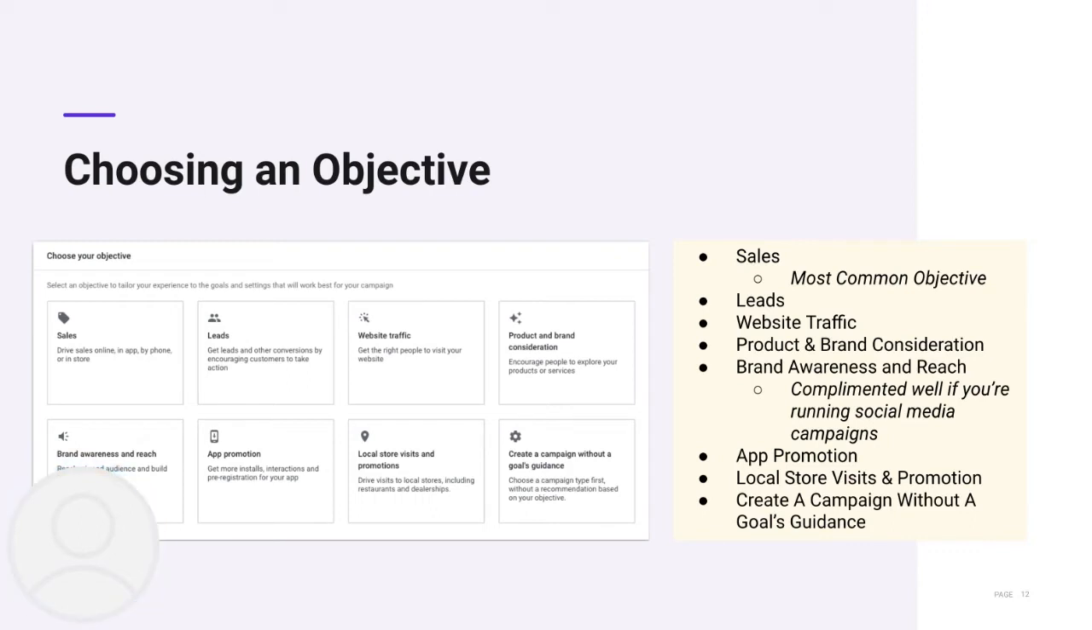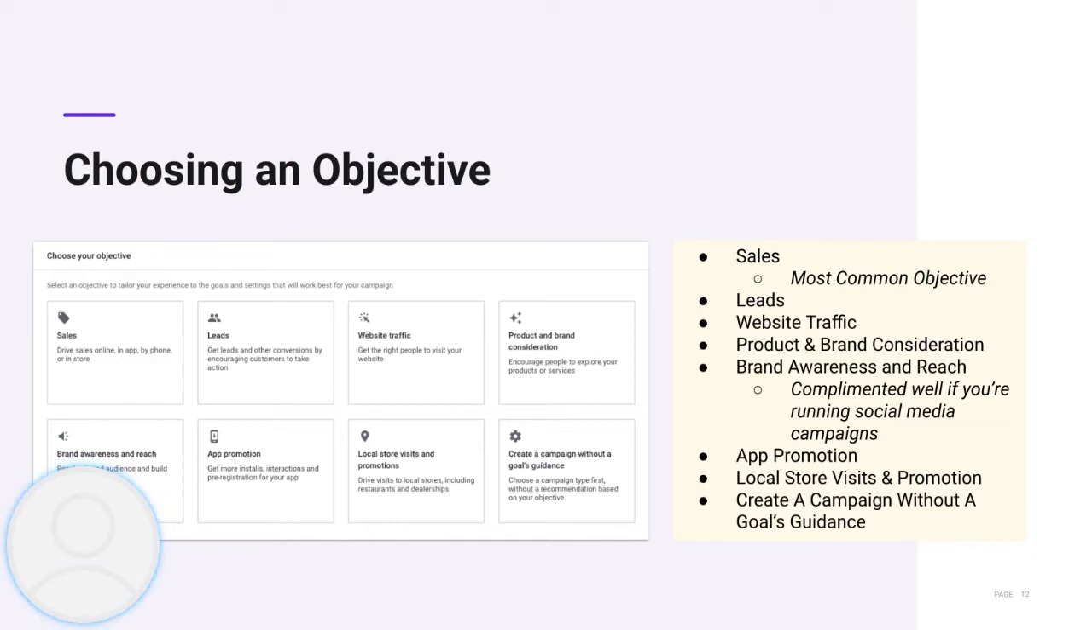Next up is product and brand consideration. This encourages people to explore your products and services. Again, if you're trying to promote a specific product, possibly you being a third-party reseller, this would also be a good objective to have. Or you have a specific service that's unique and you want people to know why your service is better than competitors. This could also be another great objective to lead with.